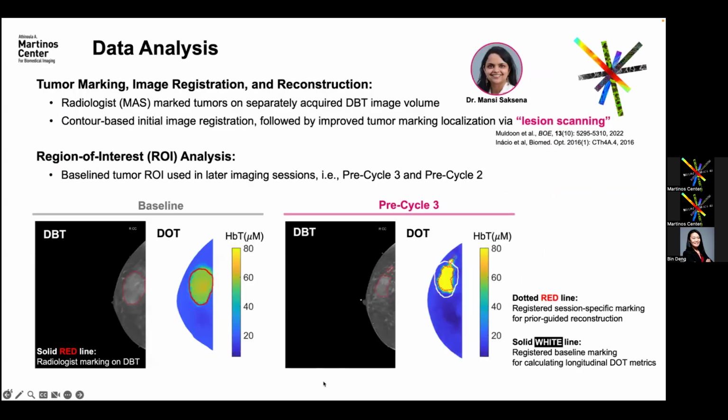We have collaborating breast radiologists mark the lesions for us, and we use the lesion marking to guide the optical image reconstruction to have better contrast recovery with DOT. And we keep the baseline image marking in the later scans just to capture how the tissue changes in the lesion area for the data analysis.